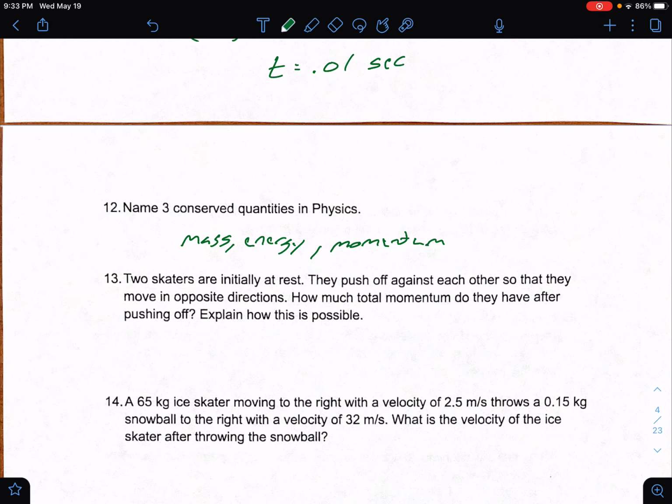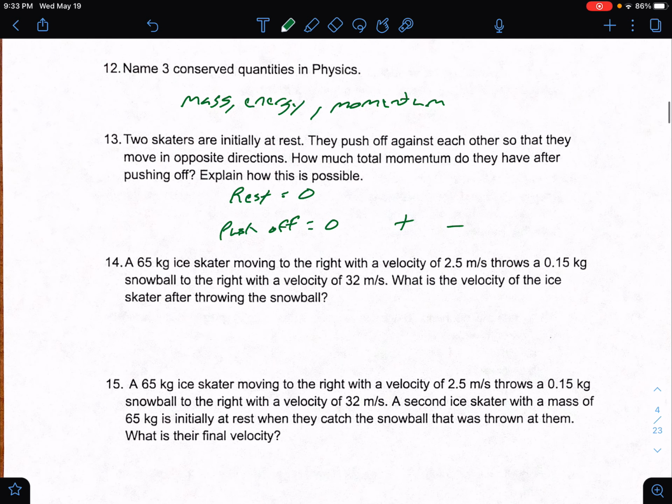13, 2 skaters are initially at rest. They push off against each other, so they move in opposite directions. How much total momentum do they have after pushing off? Okay, so remember, total momentum before and after stays the same. So when they're at rest initially, they had 0 momentum. And then after, when they push off, they still have 0 momentum. The reason why is that one skater is going in the positive direction and one skater is going in the negative direction, and those cancel each other out, and that gives you a total momentum of 0. So that's the main concept, total momentum before equals total momentum after.